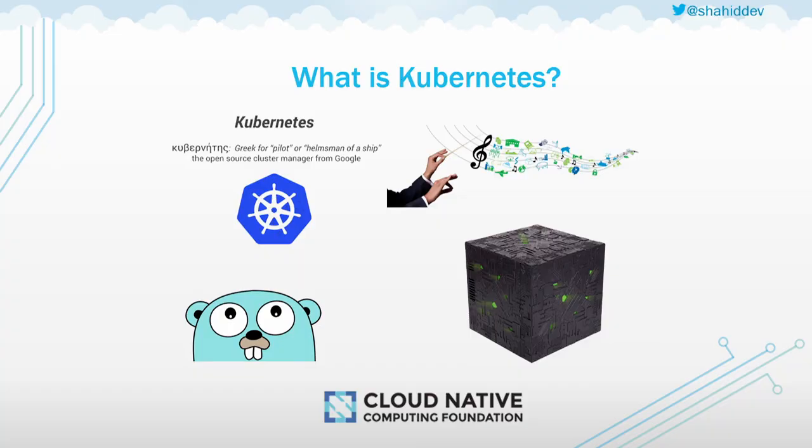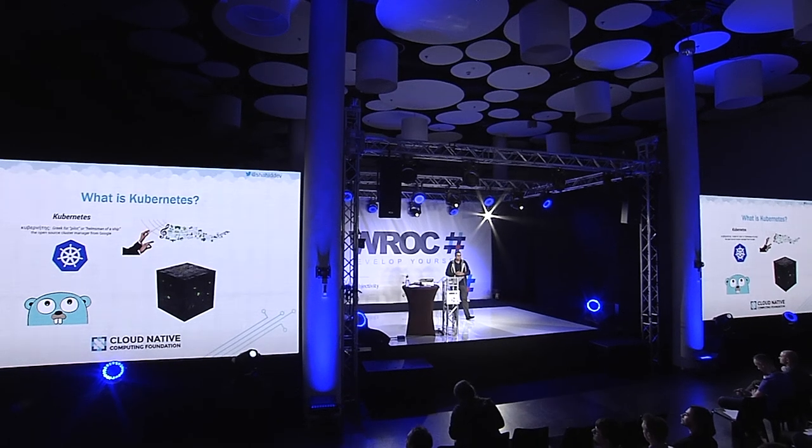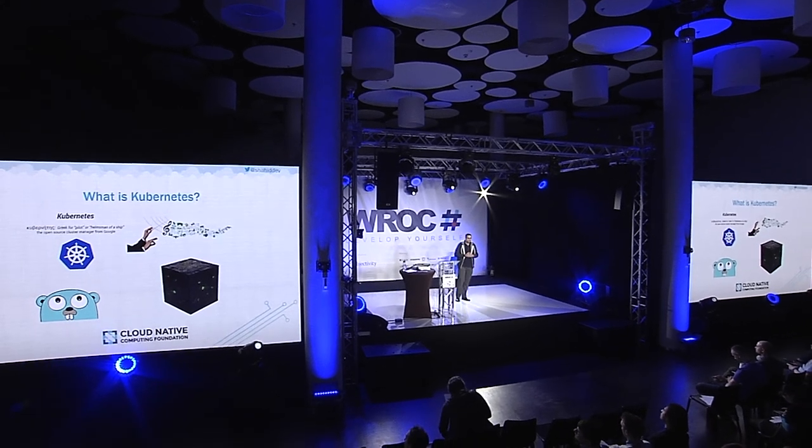So Kubernetes is an open source container orchestration platform. It was originally created by Google based on a couple of their internal projects, one called Borg and one called Omega. It's written in Go and it's completely open source. And actually, it's not owned by Google anymore. They donated it to the Cloud Native Computing Foundation, which is a subset of the Linux Foundation.